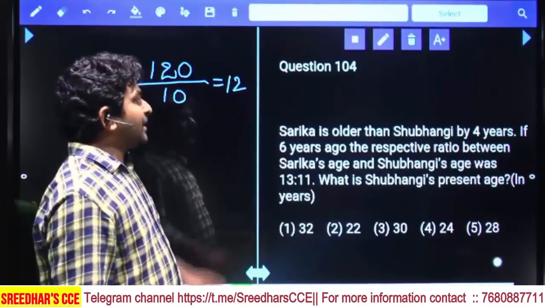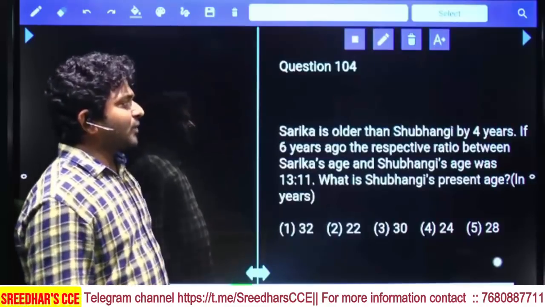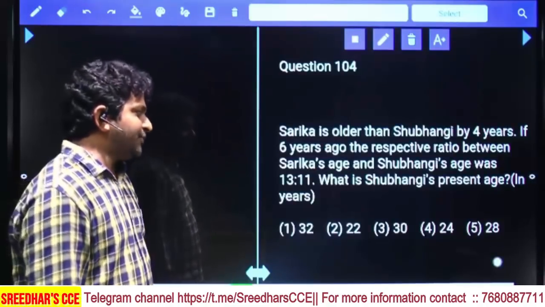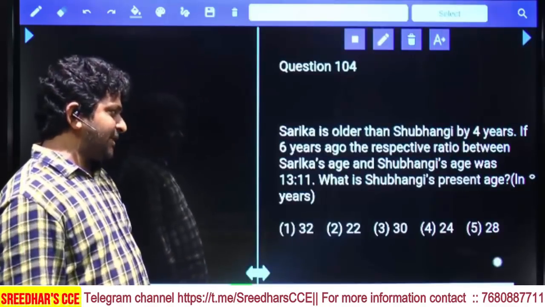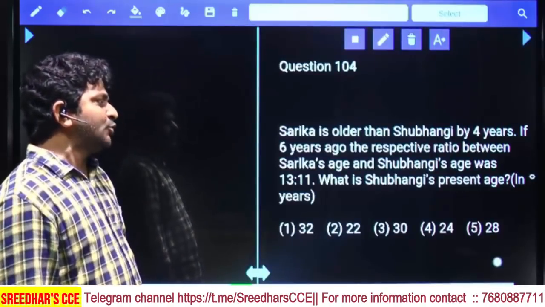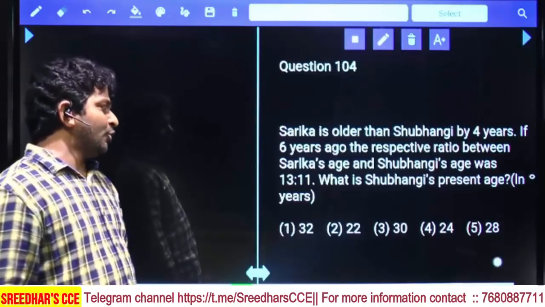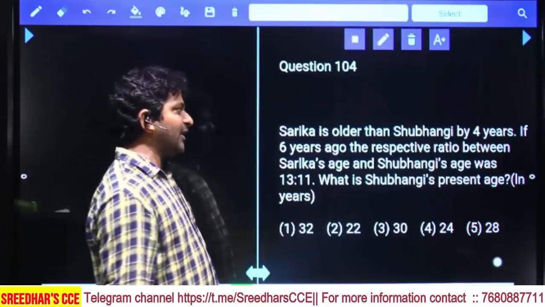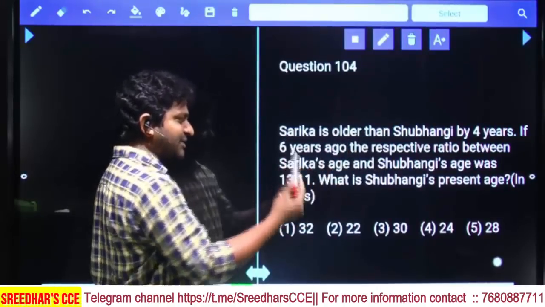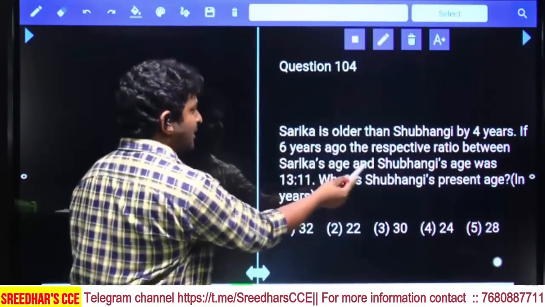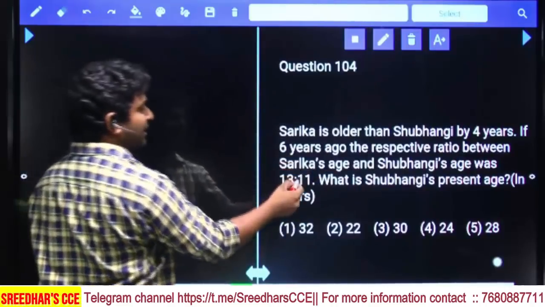104. Sarika is older than Shubhangi by 4 years. If 6 years ago the respective ratio between Sarika's age and Shubhangi's age was 13:11, what is Shubhangi's present age? Okay, Shubhangi's present age, that's what you're asked to calculate. The difference is given, that's fine. 6 years back the ratio was there. Now your question is about Shubhangi. Let's concentrate only on Shubhangi.